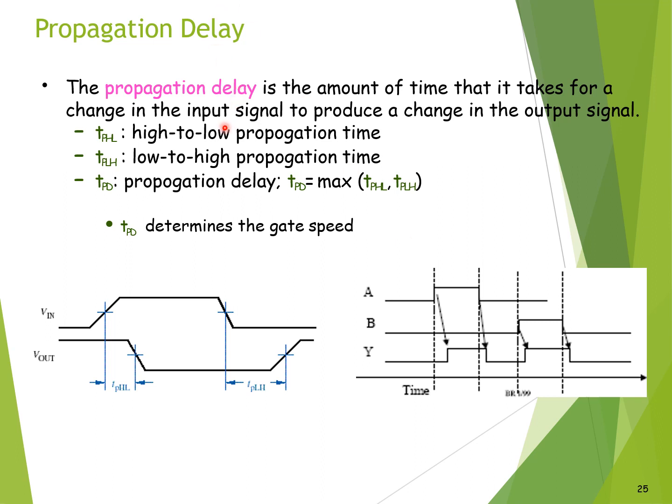The last one is propagation delay. Propagation delay is the amount of time that it takes for a change in the input signal to produce a change in the output signal. High to low propagation time is represented as tPHL, and low to high propagation time is expressed as tPLH, and the propagation delay is calculated as tPD = max of tPHL, tPLH. tPD determines the gate speed. So this is the delay in the transmission in the CMOS logic family.